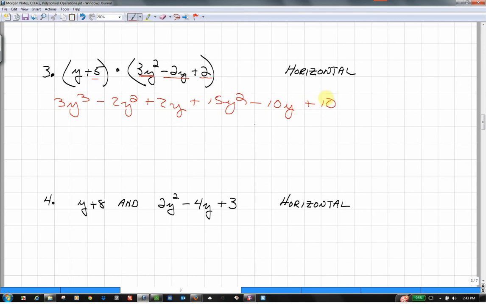To combine like terms, 3y cubed. I have 2 squared terms, a minus 2 plus 15. That's plus 13y squared. 2y minus 10y. Plus 10.